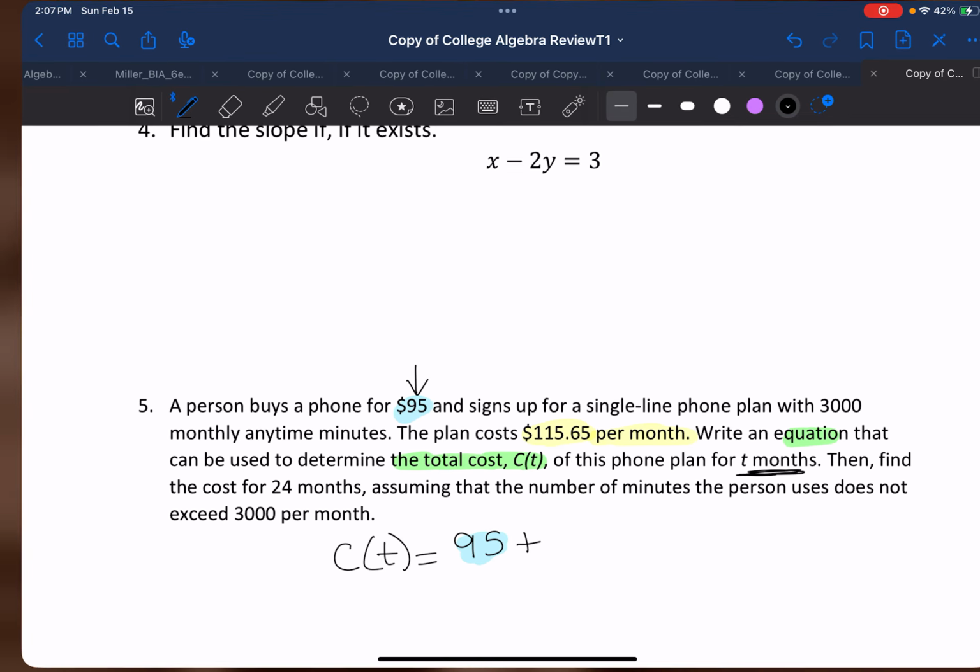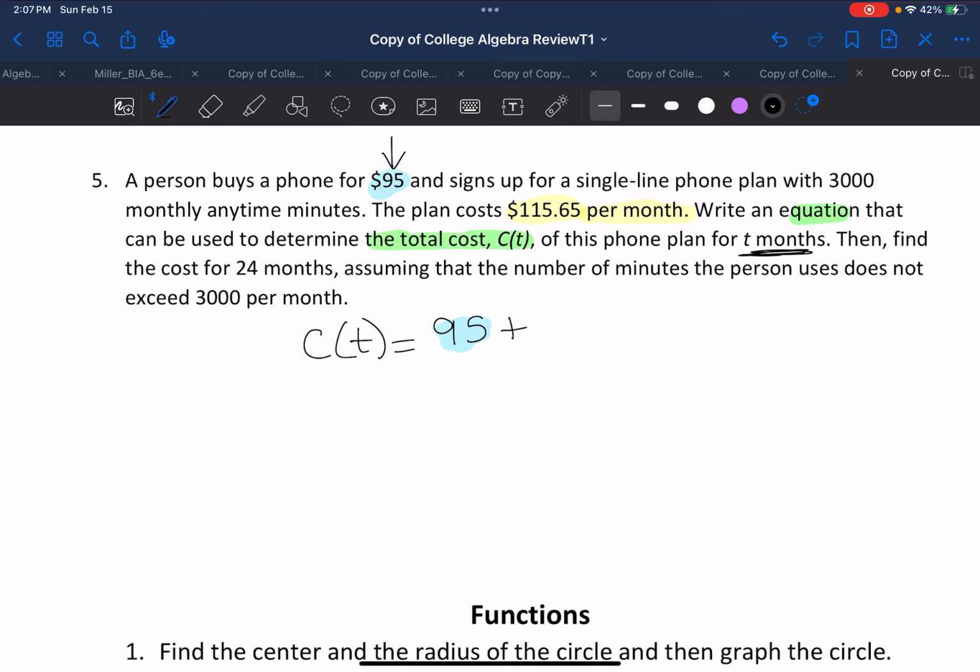So the total cost for this plan, depending on how many months I've had it, I would have to add that $115.65 times t, because this is going to tell me the total cost after t months. So if I've had it for 3 months, I'd have to multiply that monthly payment by 3 to figure out how much I've paid up until that point.